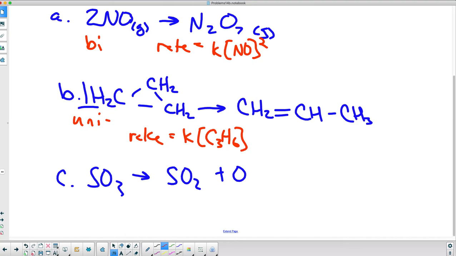So the last one, again, is unimolecular. And the rate law then would be, if I wrote this down correctly, SO3, like this, to the first order. Okay, and that's it for 62.